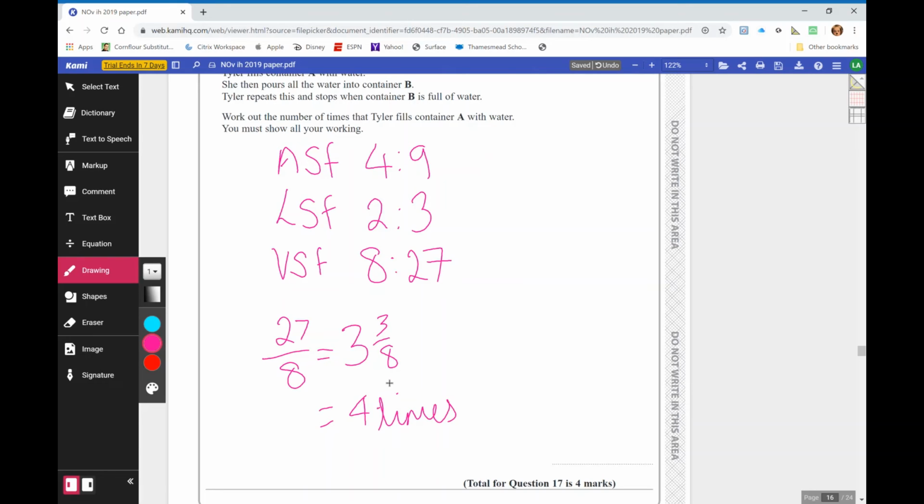So it doesn't matter how much more than 3 it is, it would still have to be 4 to get the full, full of water.